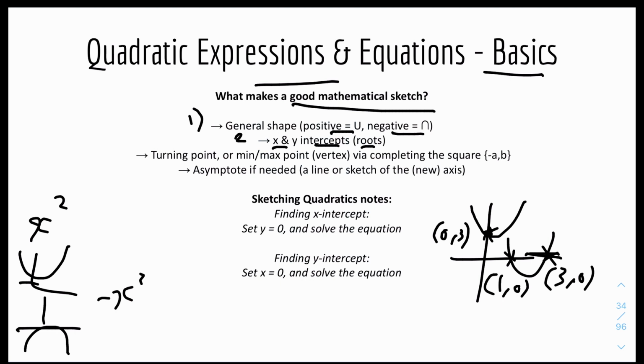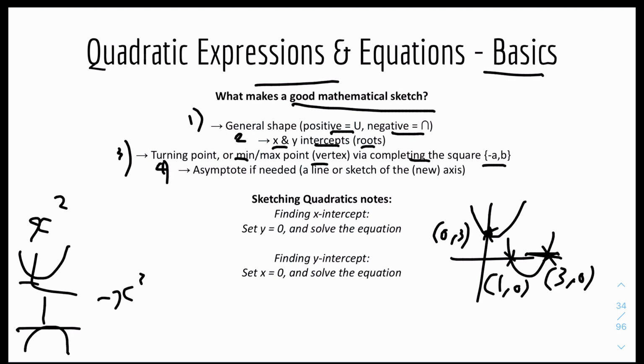And number 3, we have to write the turning point, which is the maximum or minimum point, or the vertex, via completing the square, or you can use differentiation to find the turning point. And from our last two lessons, you know that once you have an equation or expression where you have done completing the square, you can just find the turning point by doing minus a and b.